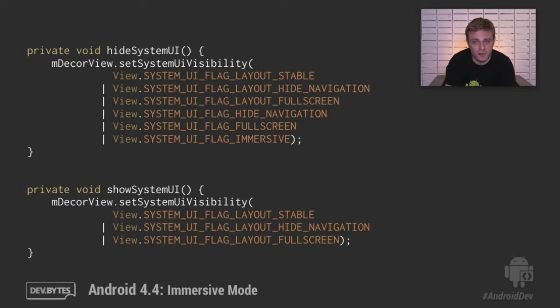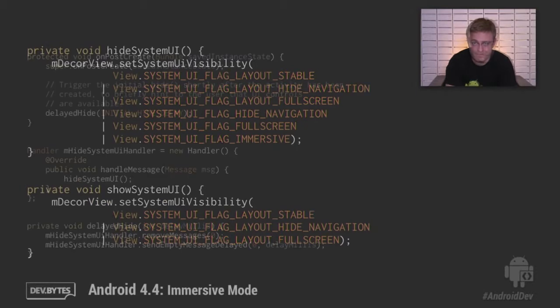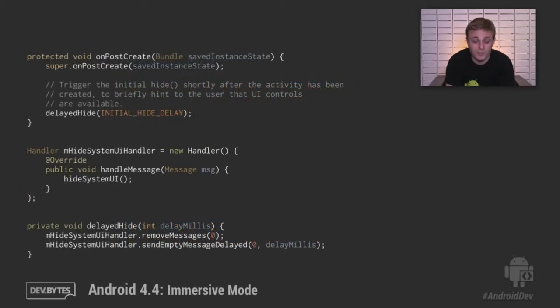To show the system bars, just set the layout flags, making sure that the content doesn't jump, and omit the visibility flags like full screen and hide navigation. And what that'll do is that'll actually show the bars. And generally, you'll want to auto-hide the system bars after a period of inactivity.